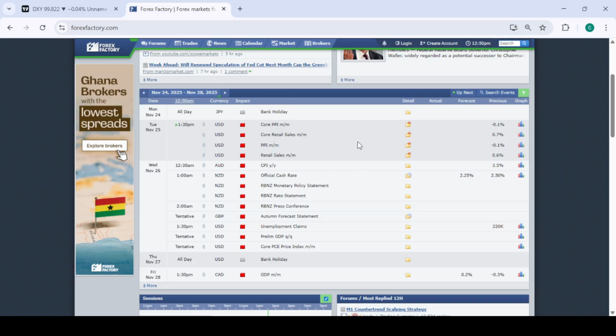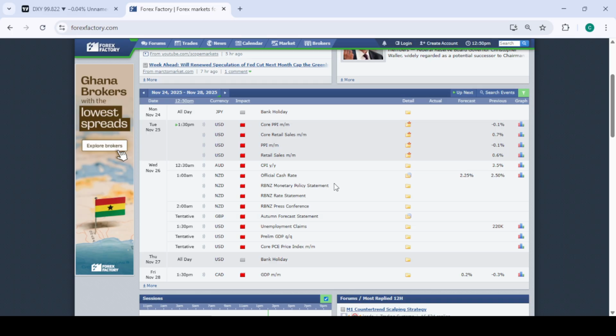So on Monday, we're going to have a bank holiday for the Japanese yen. On Tuesday, there's a core PPI for the USD. On Wednesday, we have CPI for AUD, and then I'll say the most volatile news or economic event we'll have for this week will be the NZD official cash rate or the RBNZ monetary policy statement. This news is very volatile. So if you're holding any NZD pair, anything NZD, just be on the lookout.